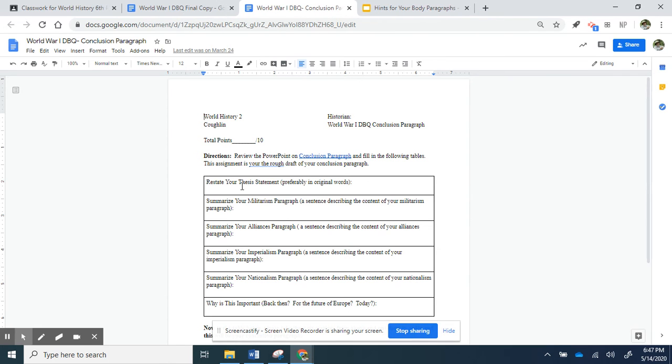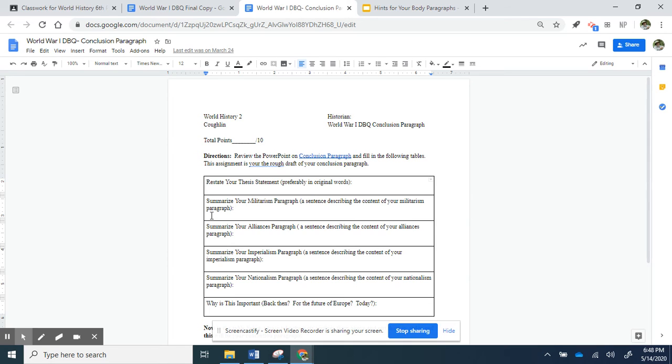Okay, nationalism is done. Finally, we're at the conclusion. Pretty simple here. Go back to your thesis statement and restate it. If you can do it in original words, meaning a different thesis statement, not a different meaning, but stating it differently, that's great. But we're running out of time here. If you just have to go back with what you had originally, that's fine too.